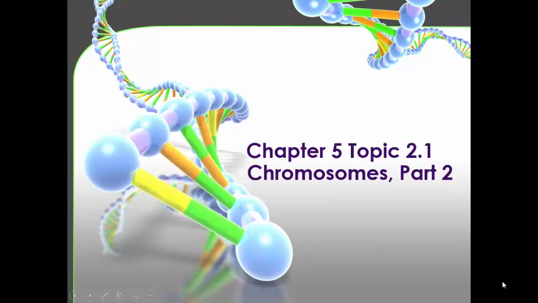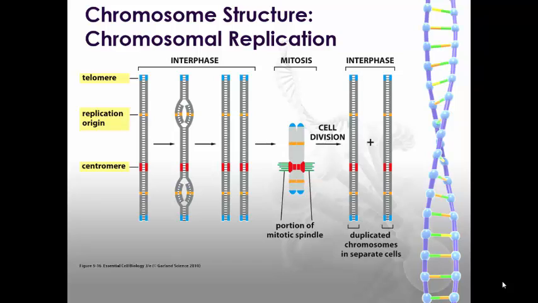Now that you've had a bit of a break, let's continue learning about chromosomes. As I mentioned before, during interphase, and specifically in the S phase of interphase, the chromosomes begin to replicate. In order to replicate, chromosomes must have three regions within each structure. The first of these is the replication origin.